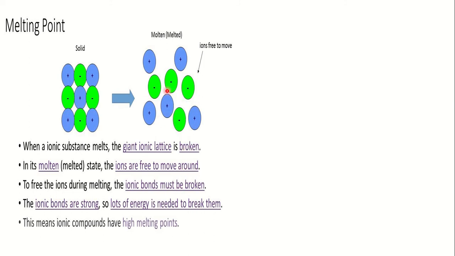Here no ionic bond is there. The positive ions and negative ions are separated from one another. To free the ions during melting, the ionic bonds must be broken. I told you that to melt an ionic compound, the ionic bond is broken. The ionic bonds are strong, so lots of energy is needed to break them. This means ionic compounds have high melting points and boiling points.